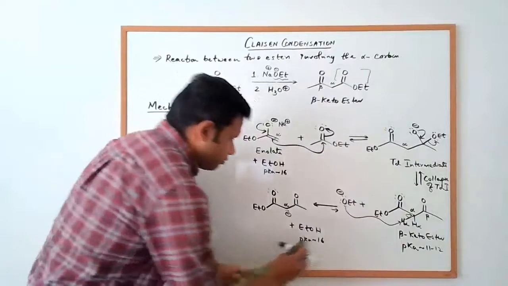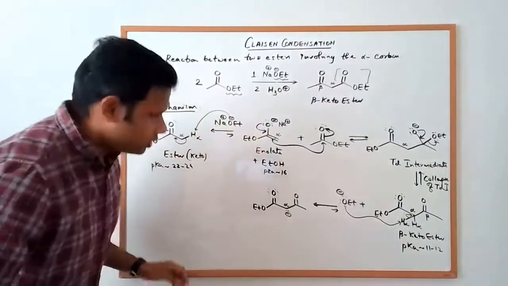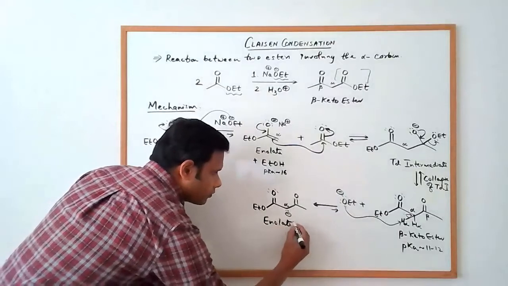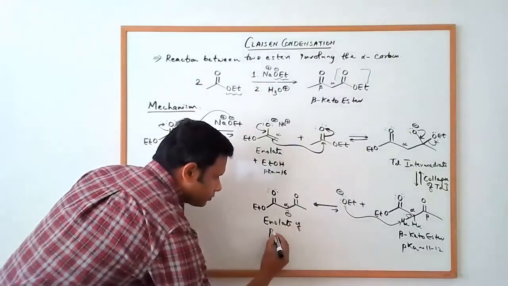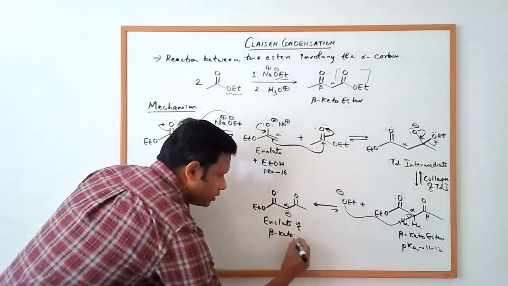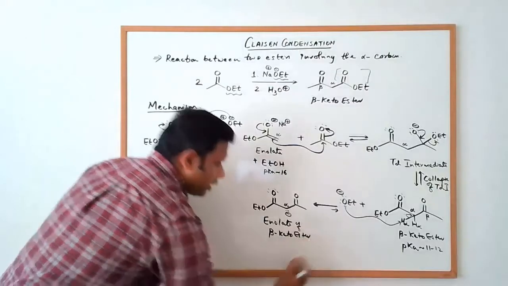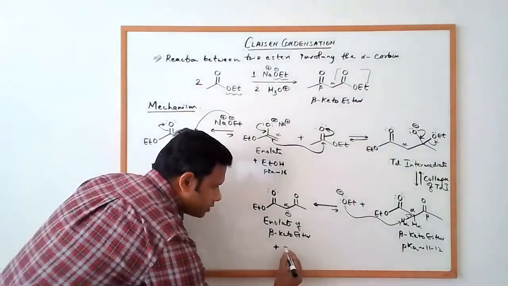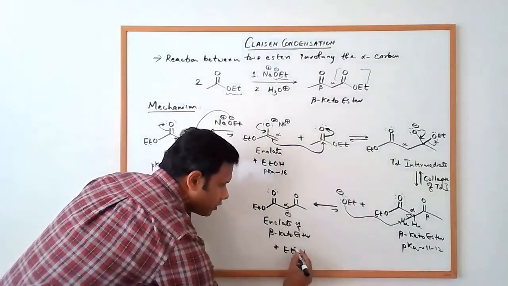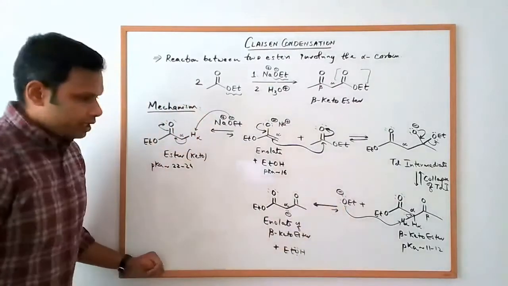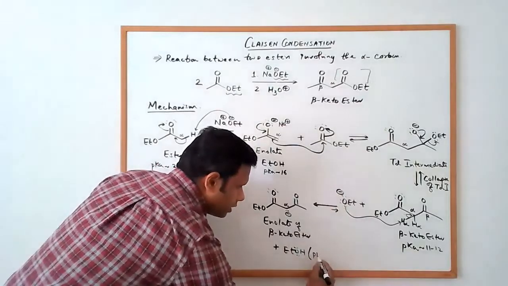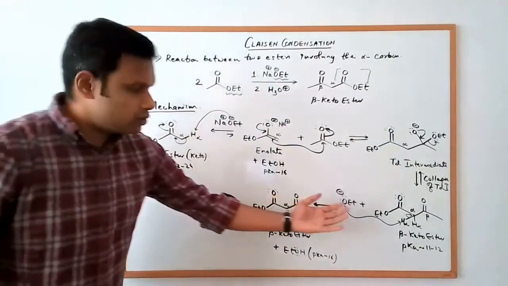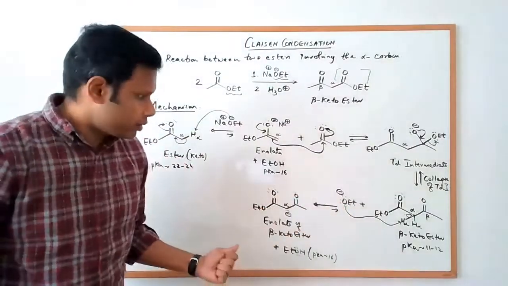Let me actually make some room for writing that. So this is the enolate of the beta-keto ester. So we may make that, and plus we have ethanol, which is coming from the base, with a pKa of around 16. So that explains why this reaction would be favorable.